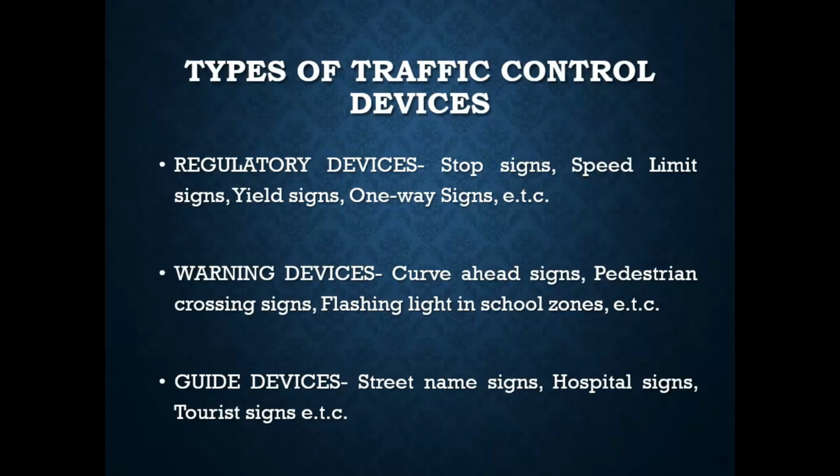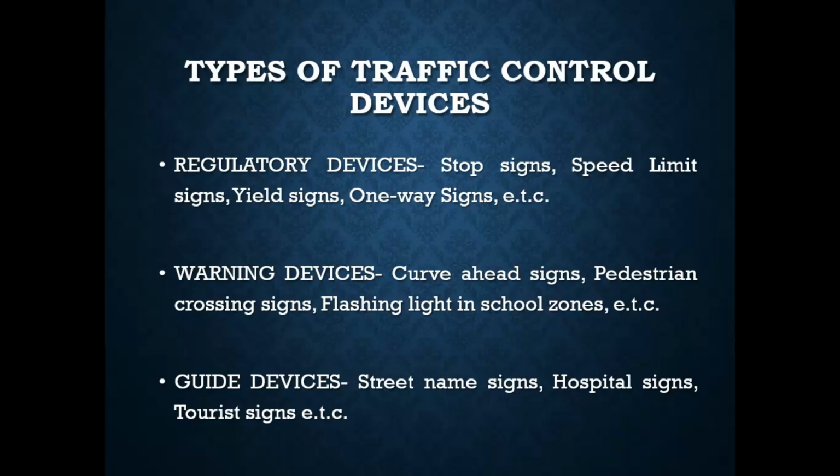Some of the common warning signs we have are the curve ahead sign. You see the sign on the road showing that there is a curve ahead. We have the pedestrian crossing sign. We have the flashing lights in school zones. We have the sharp turn signs. We have construction zone signs. We have the slippery when wet signs. These are signs of warning for road users or pedestrians at a point in time. We also have the deer crossing signs. These are just some of the warning signs or warning devices.